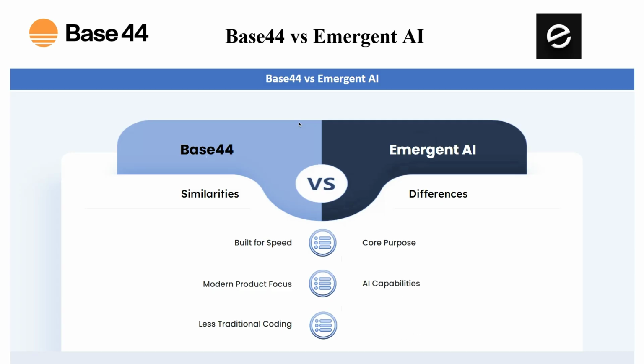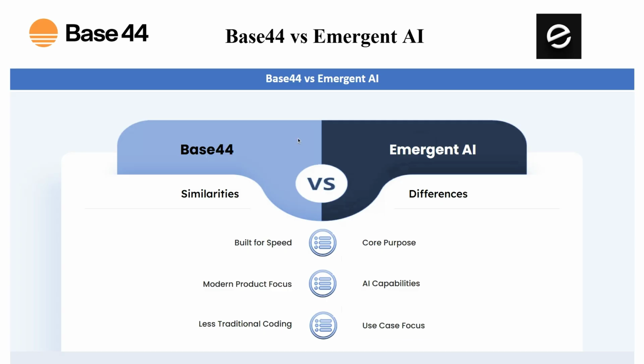Next, we have AI capabilities. Emergent AI is centered around AI functionality. It's built to support AI-driven apps, workflows, or autonomous systems. Base 44 is not AI native, it's more traditional backend infrastructure. So if AI is central to your product, Emergent AI wins, and if AI is optional or secondary, Base 44 may be sufficient.